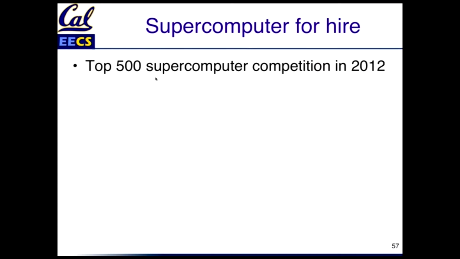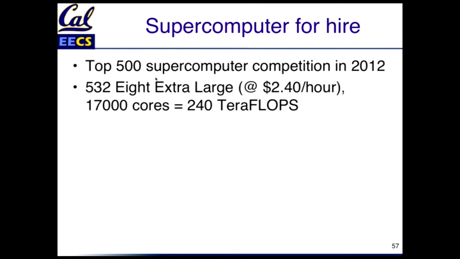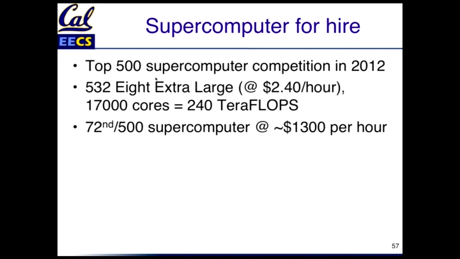Another thing they did to show off was that they could build a supercomputer out of these rented services. They put 500 of these larger ones together, and they were able to do 240 teraflops, which at the time put them in the top 100 of the fastest 500 supercomputers in the world, and that cost about $1,300 an hour. So you can rent a supercomputer with your credit card.